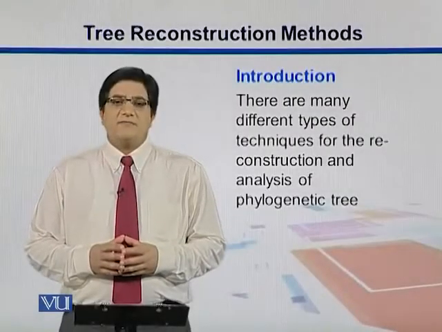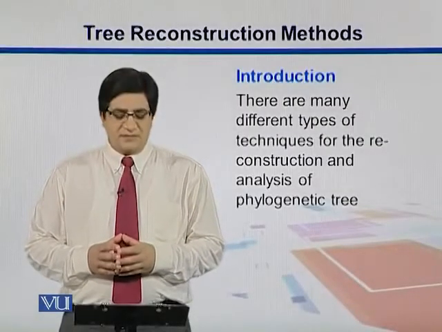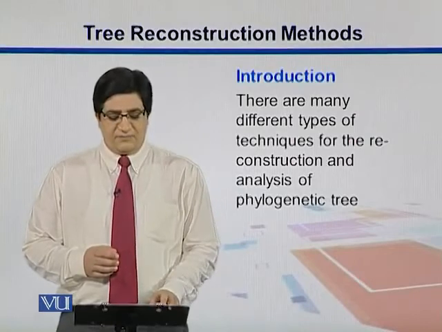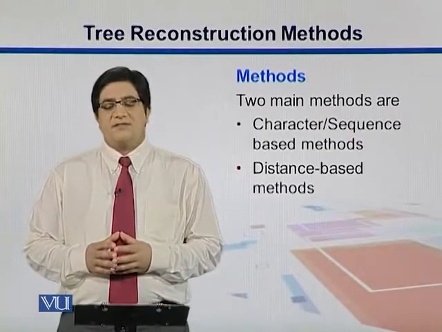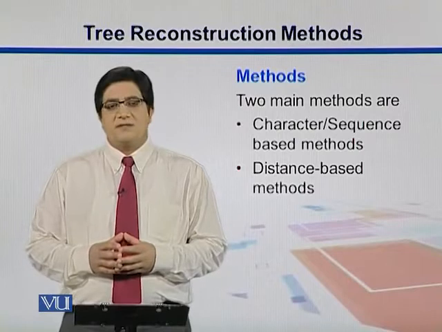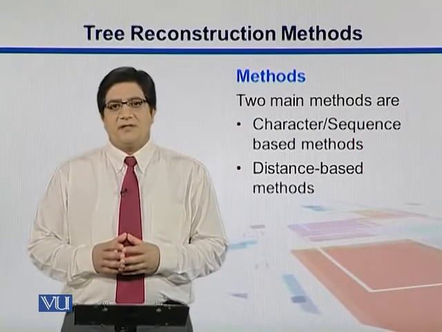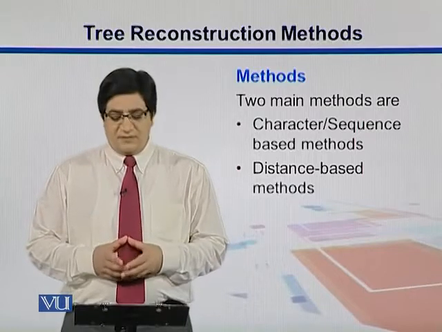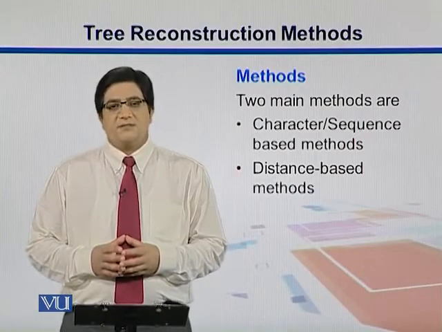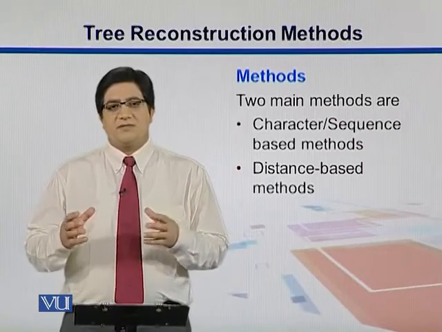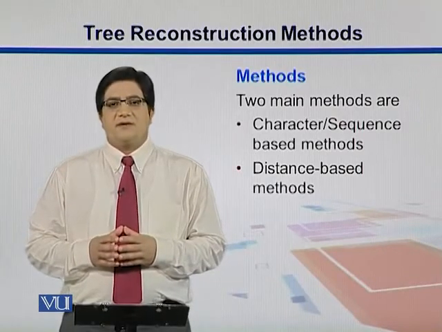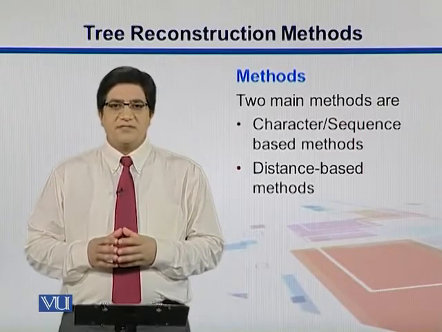There are different kinds of phylogenetic tree reconstruction methods, and mainly they have been divided into two types. One of them is character or sequence based methods, where we look into individual characters independently, or we look into the sequences. Whereas in distance based methods, we take those sequences and compare them with one another and come up with some distance matrices.